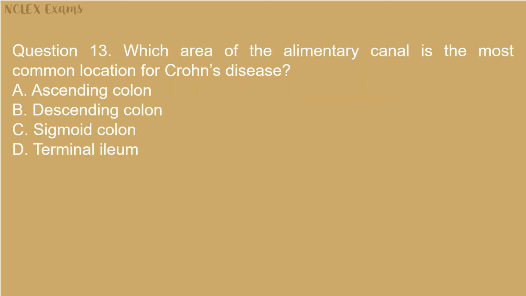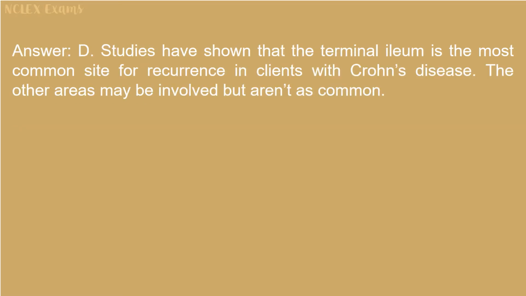Question 13. Which area of the alimentary canal is the most common location for Crohn's disease? A. Ascending colon. B. Descending colon. C. Sigmoid colon. D. Terminal ileum. Answer D. Studies have shown that the terminal ileum is the most common site for occurrence in clients with Crohn's disease. The other areas may be involved but aren't as common.